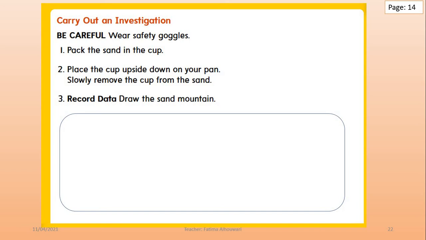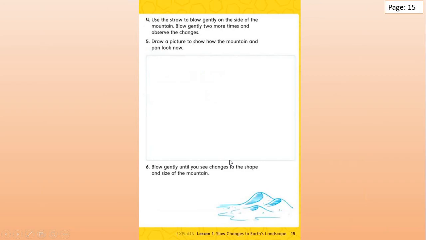First of all, wear safety goggles. Pack the sand in the cup. Then place the cup upside down on your pen. Slowly remove the cup from the sand. And then record your data. Draw the sand mountain in this space.